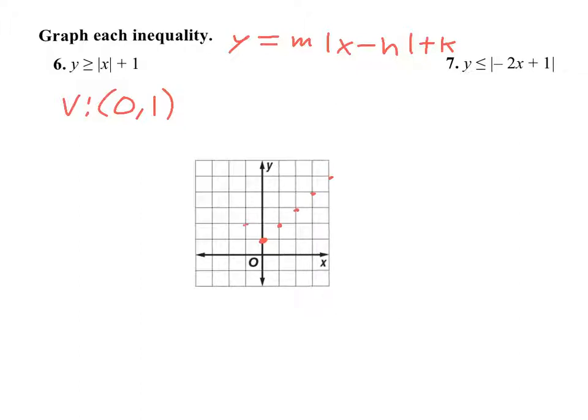And with absolute value, you do the same thing on the other side. So we're going to go up 1 on the left as well. Okay, the or equal to is there, so we connect it with solid lines. And then we figure out where to shade. Greater than means shade above, so we shade inside of here.